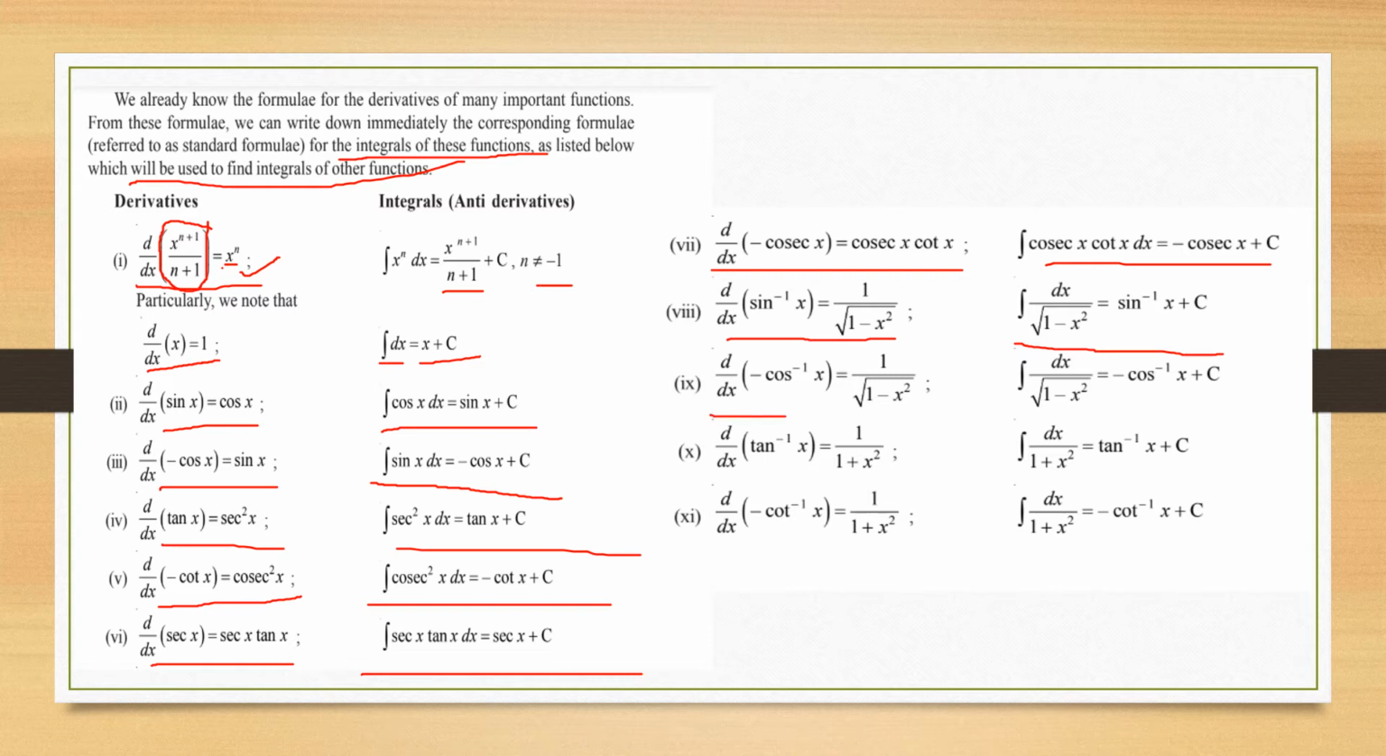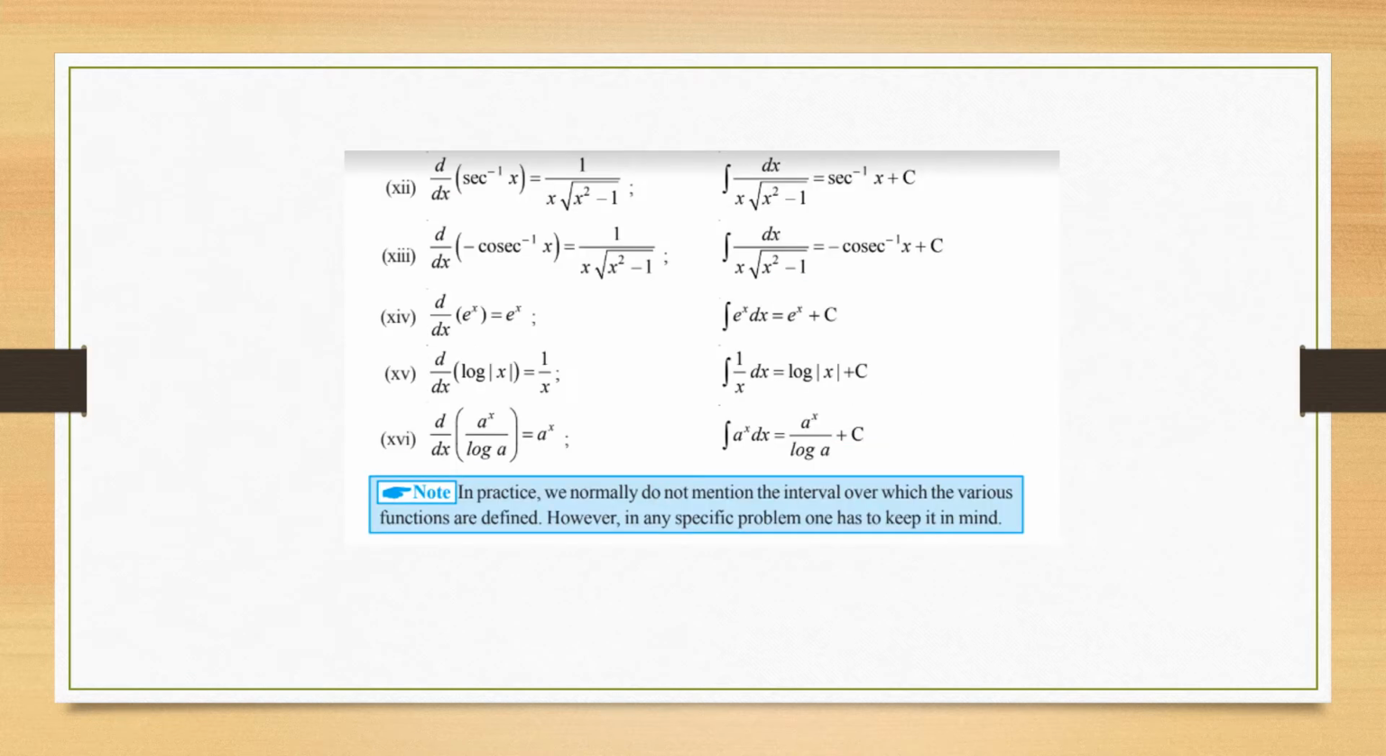Now d/dx of minus cos inverse x is 1 upon root 1 minus x square, the same function. Okay, in terms of sin inverse it can be written as sin inverse x, or it will become minus cos inverse x plus c. And d/dx of tan inverse x is 1 upon 1 plus x square, so integral of 1 upon 1 plus x square is tan inverse x plus c. Similarly, d/dx of minus cot inverse x is 1 upon 1 plus x square, so integral of 1 upon 1 plus x square is minus cot inverse x plus c.